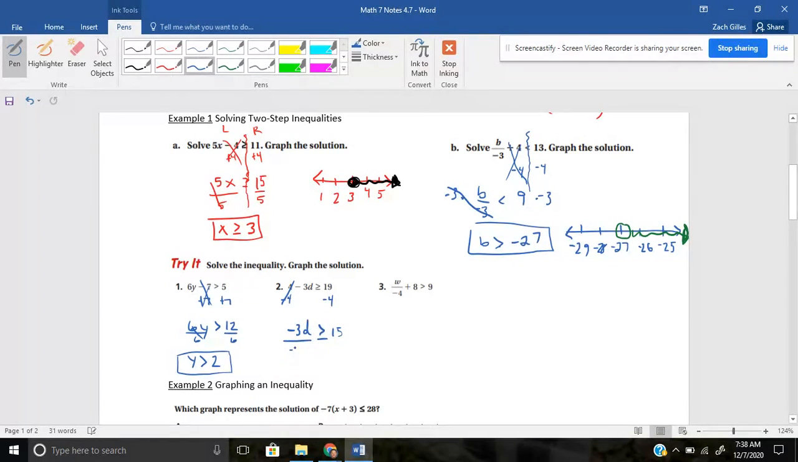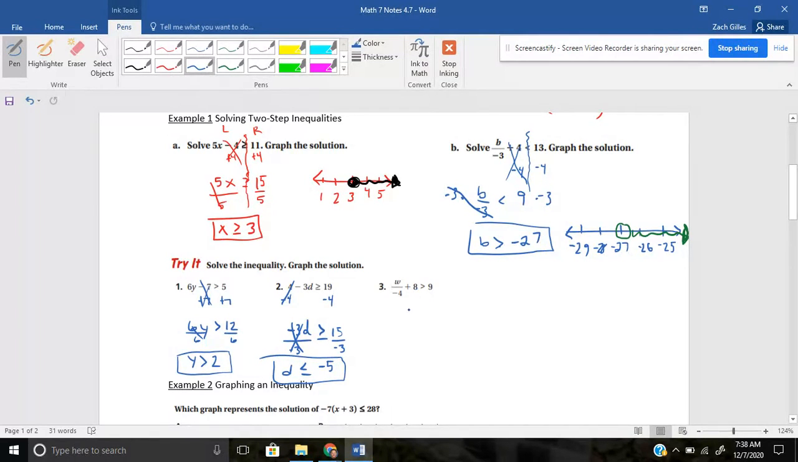I would divide by negative 3 on both sides, and anytime I'm dividing by a negative, remember I need to switch that sign. So d is less than or equal to negative 5, and there's my answer.